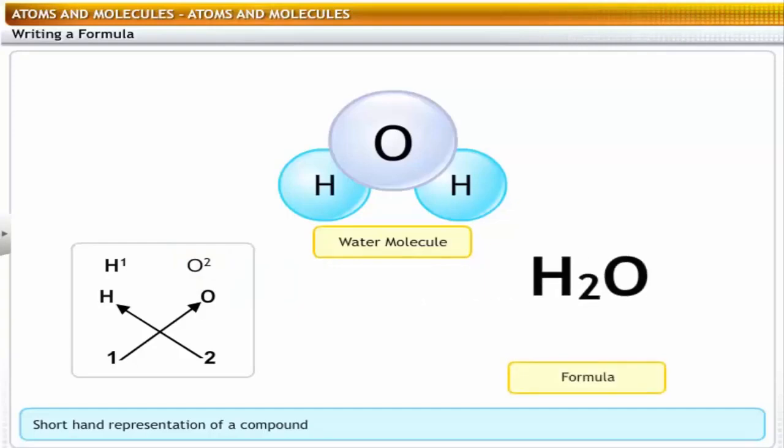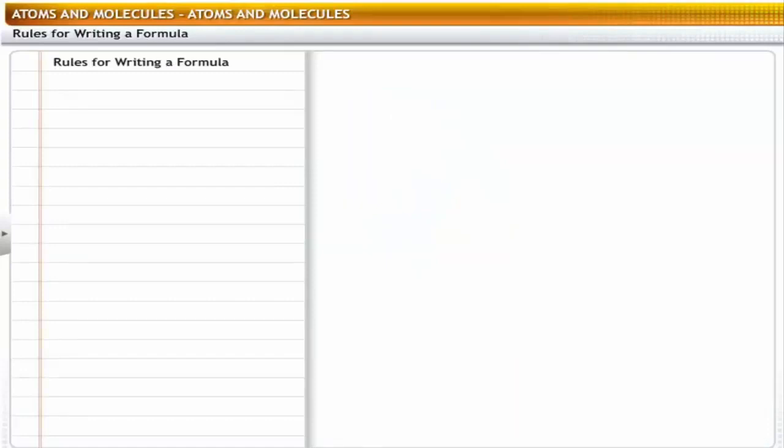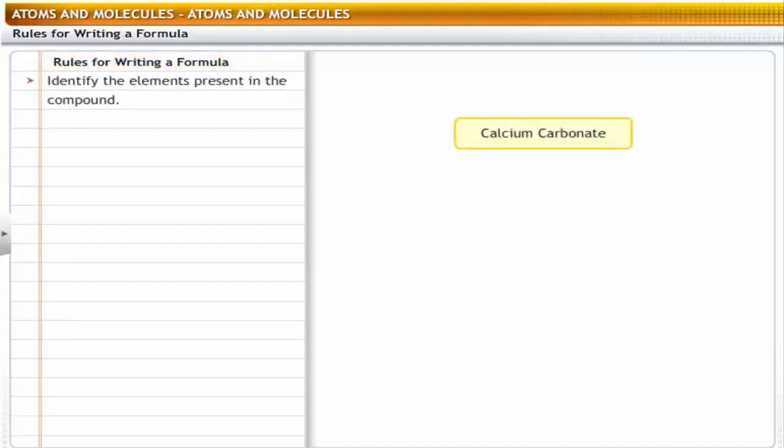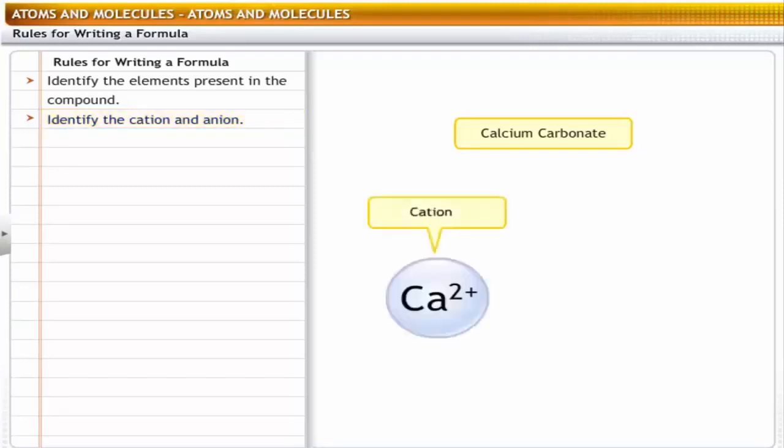Let's learn to write a formula. To write the formula of compounds, we follow a set of rules. Let us write the formula of calcium carbonate. First and foremost, identify the elements present in calcium carbonate. They are calcium, carbon, and oxygen. Identify the cation and the anion. In calcium carbonate, calcium is the cation and carbonate is the anion.